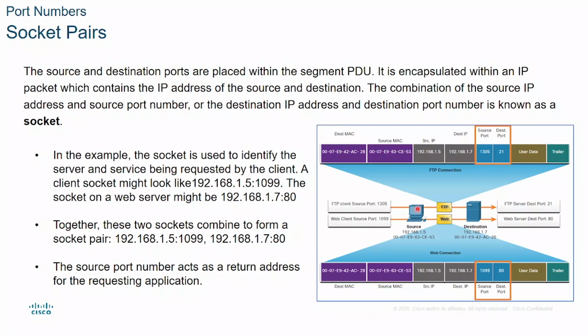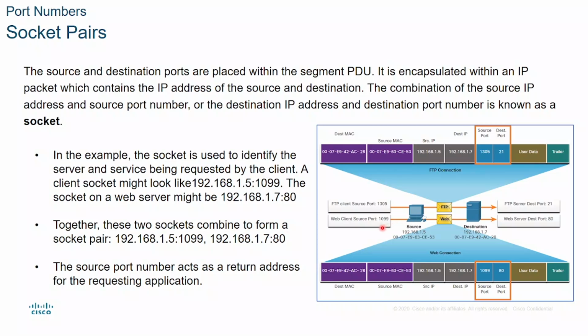In this example, the socket is used to identify the server and service being requested by a client. This is the client, and you can see it has a source port of 1305, which tells the server that it is requesting file transfer protocol. The server receives the request and sends the response back from port 20 to port 21, going the same way back to the system. Now these two sockets combine to form a socket pair.